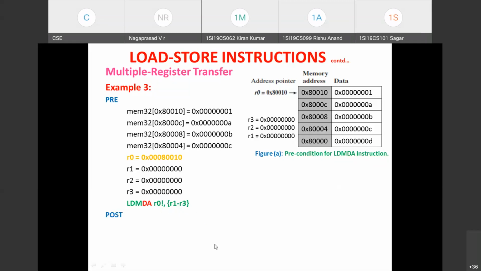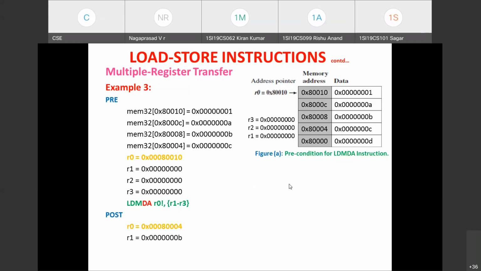Okay, just observe the post condition, and what will be the final address held in R0 register. It is decrement after. Fetch the data, then decrement the pointer. Fetch the data, decrement. Fetch the data, then decrement. So what will be the final address? It will be 8004. That will be the address held in R0 register.